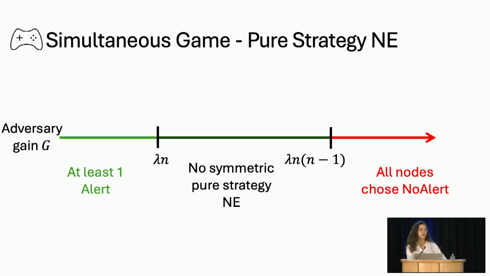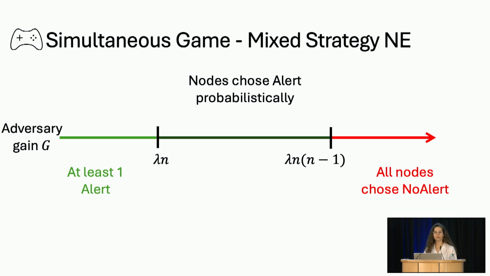What this means for the nodes is that they do not know what the best thing to do for them is, whether to alert or not. So the next best thing to do would be to choose with some probability whether to alert or not. And when we're talking about probabilistic choices, we're talking about mixed strategy Nash equilibrium.